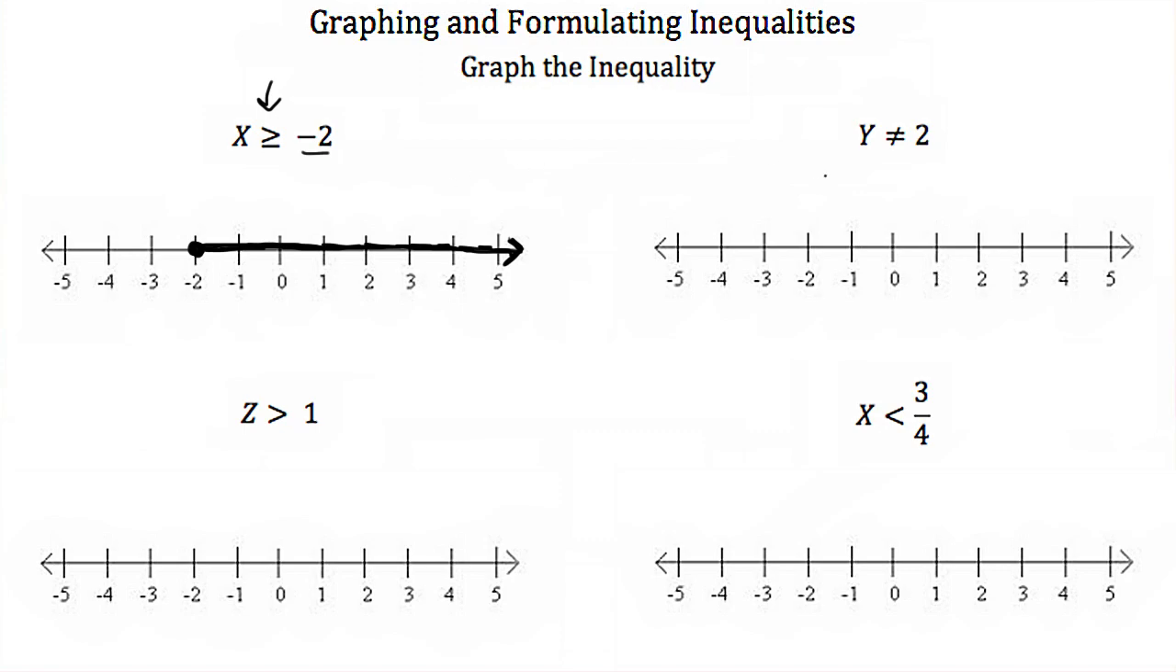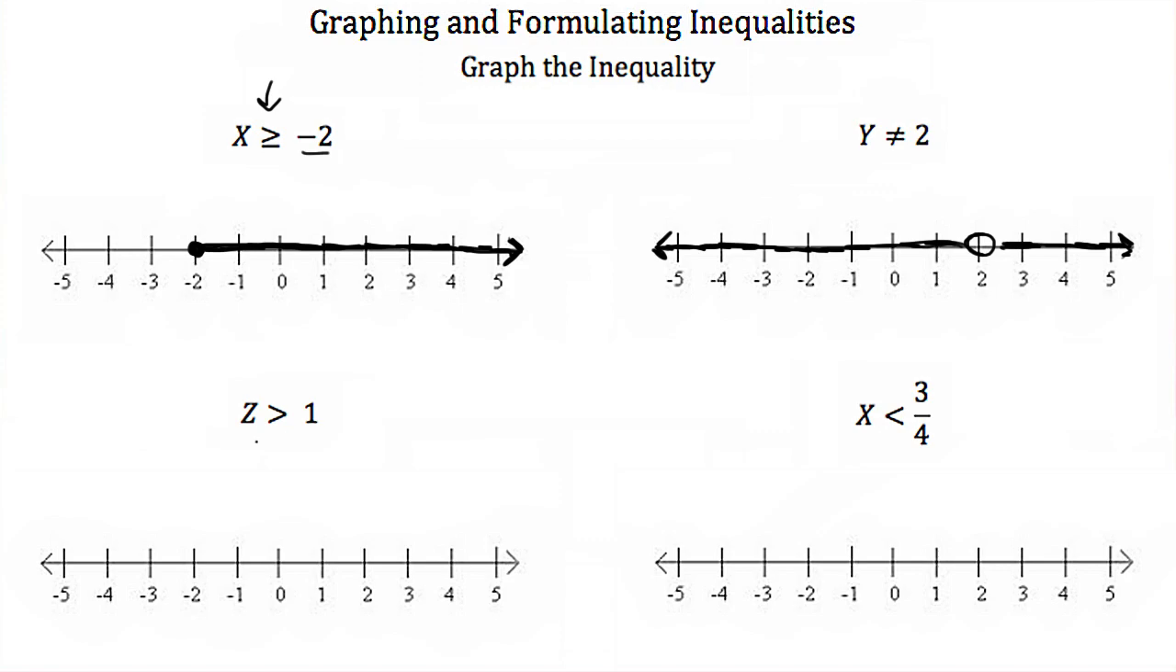Our next one, y cannot equal 2. Well, since it can't equal 2, we put an open circle at 2. But that also means that y can be any other number we want it to be. So then you would just fill in the rest of the number line, because all of these numbers would be a valid answer as long as y does not equal 2.